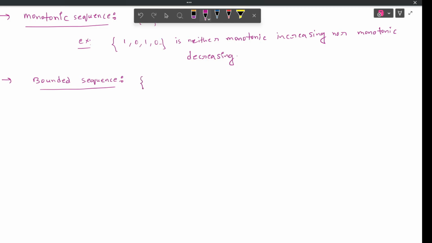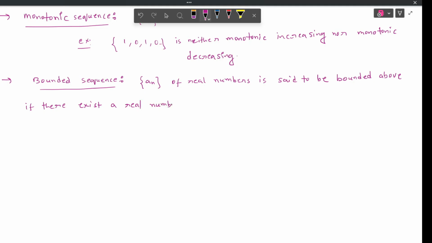See, a sequence an of real numbers is said to be bounded above if there exists a real number capital M such that an is less than or equal to M for n equals 1 to 3 in this way.